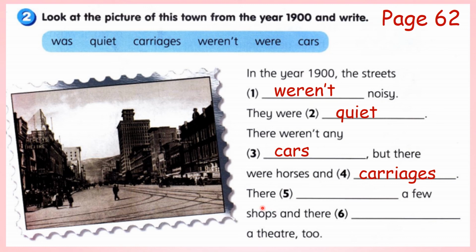Number 5. There blanks a few shops. Shops. And there a theater too. So number 5. Yes, were. There were a few shops and there. Okay, for a theater, untuk satu sahaja we use was. Okay, and there was a theater too.